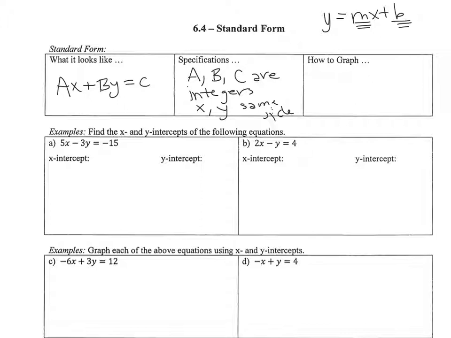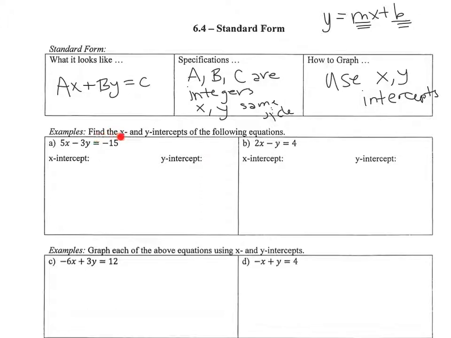Now, unlike m and b, which are an actual slope and y-intercept in slope-intercept form, the a and the b are not a specific thing, like a specific x-intercept, y-intercept, or slope. However, when you graph, you're going to use x and y intercepts to graph. Standard form comes in handy when you're talking about many word problem situations. So that's why you should be able to graph it and be able to go from one form to another.